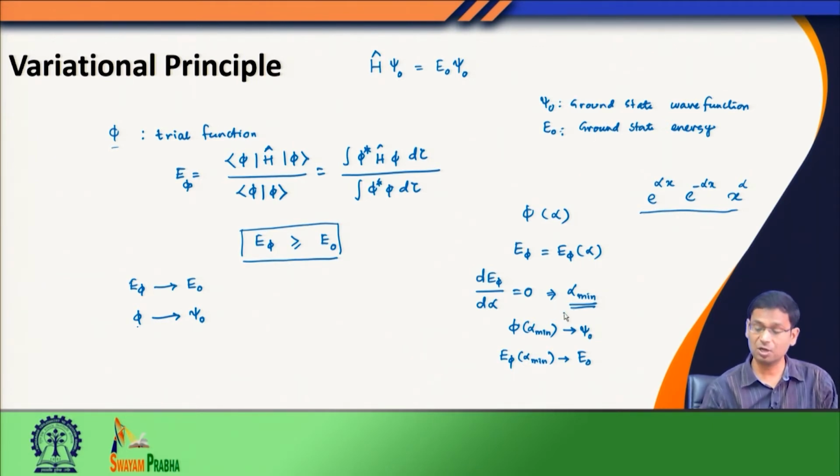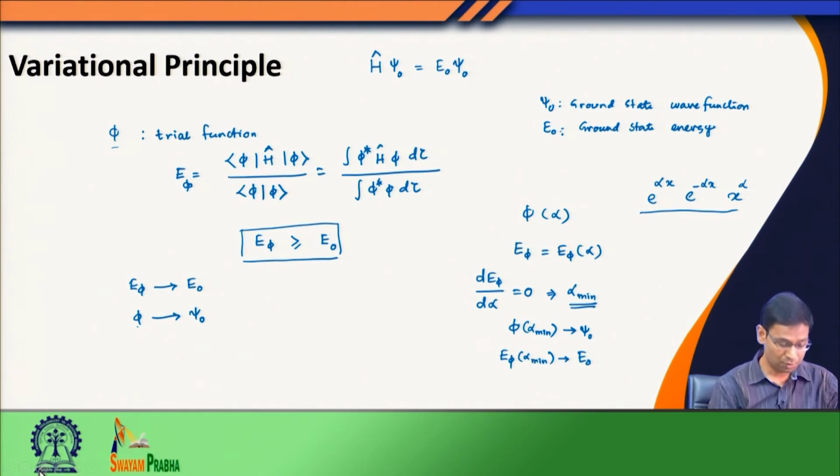So, the best value of alpha will give me the best explanation to the true wave function, and the best value of alpha will give me the best approximation to the true ground state energy. Of course, if my choice is bad, my outcome will be bad. If my choice is good, I can get very good results from variational principle. So, a lot depends on what my trial wave function is.